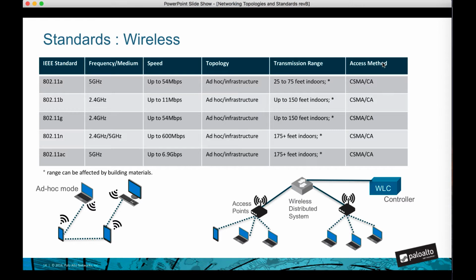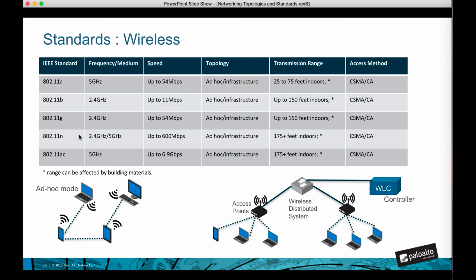So next, what we have is the wireless standards. Varies from 802.11a, B, G, N, and AC, spread across different frequency and speed. So the latest one we have in the market as of now is 802.11ac that can support up to 6.9 gigabit per second, and the range up to 175 plus feet, running on indoor environment.